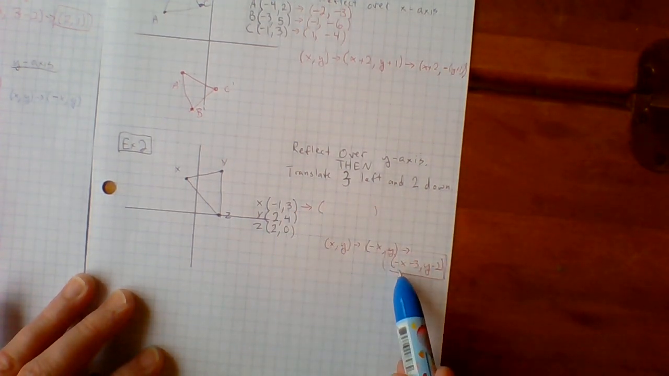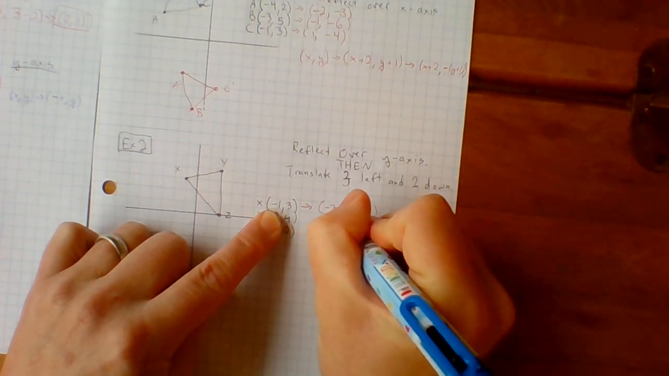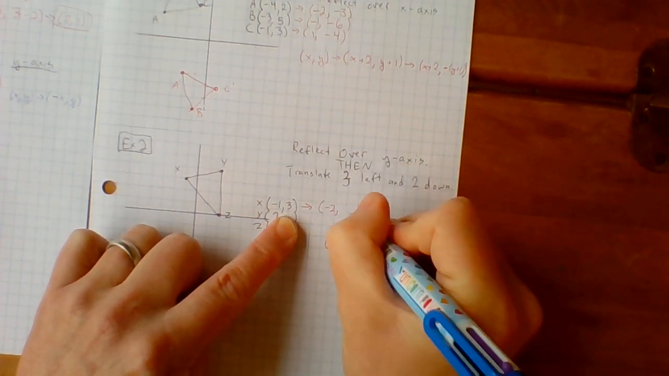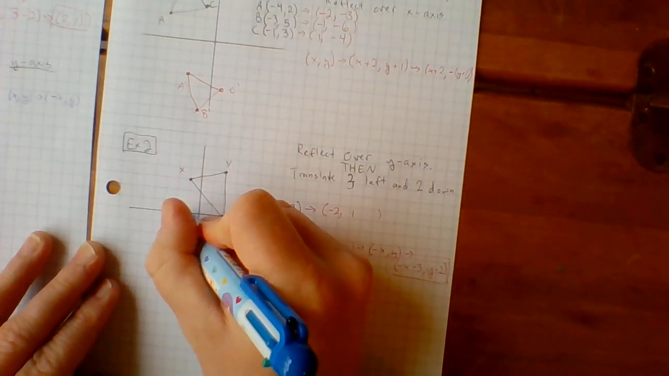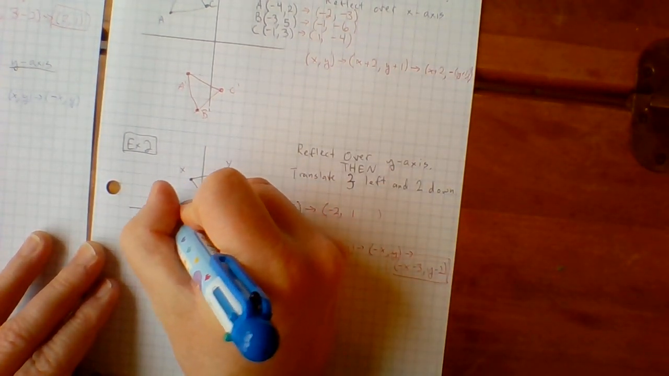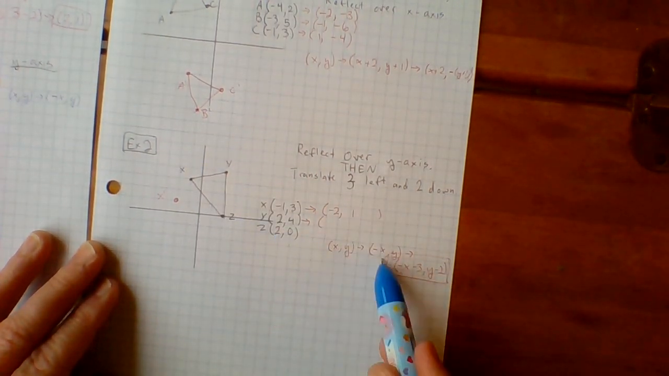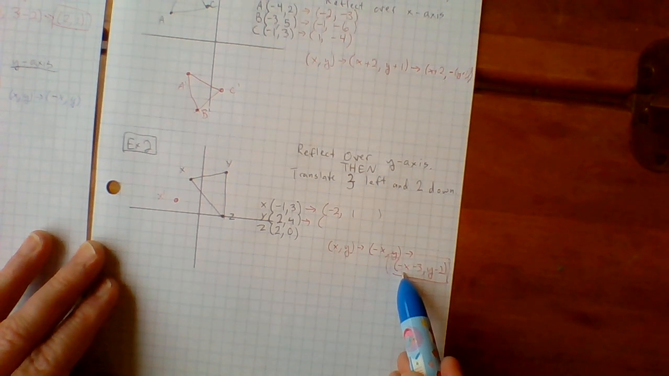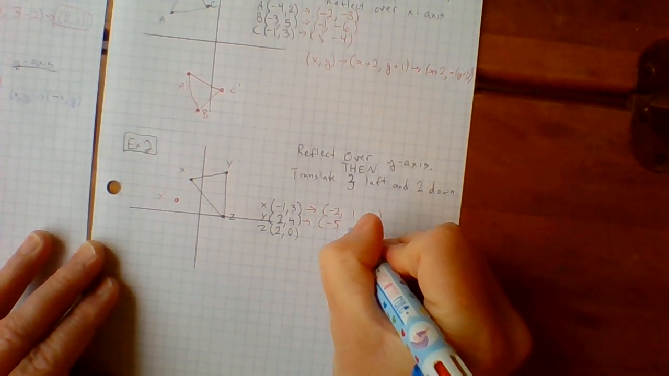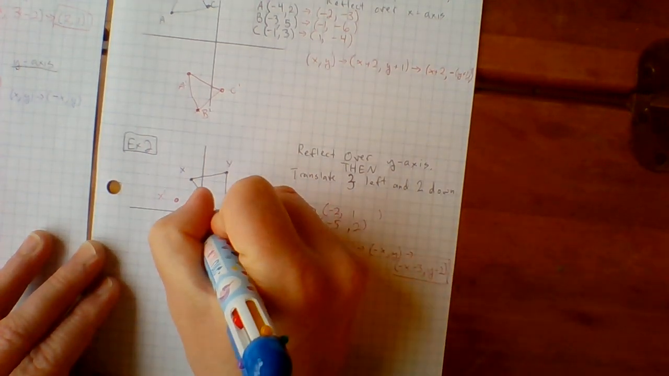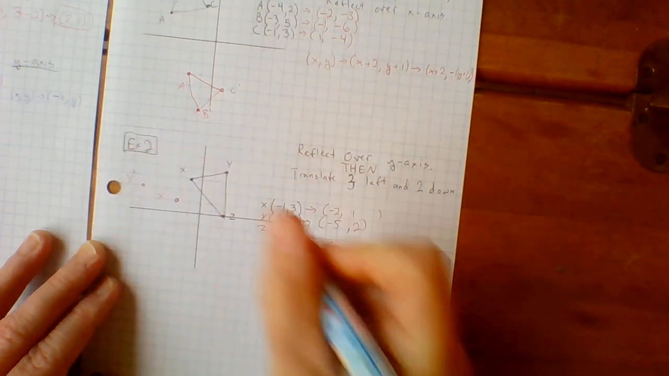So negative 1 becomes positive 1, and then subtract 3, that's negative 2. And then 3 minus 2 is 1. So my new X is at negative 2, 1. My new Y, let's see here, this 2 becomes negative 2, and then I subtract 3 from it, so that's negative 5. And then 4 minus 2 is 2. So I go to negative 5, 2. And that's my new Y prime.